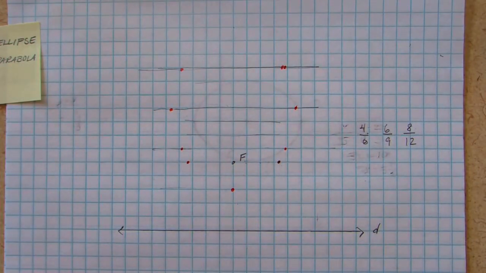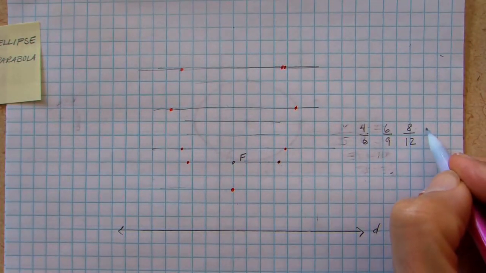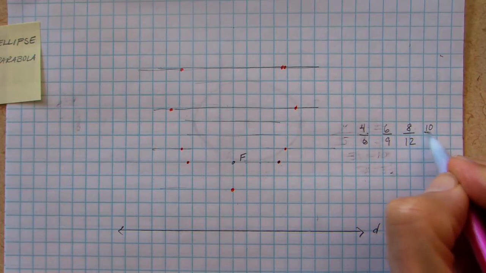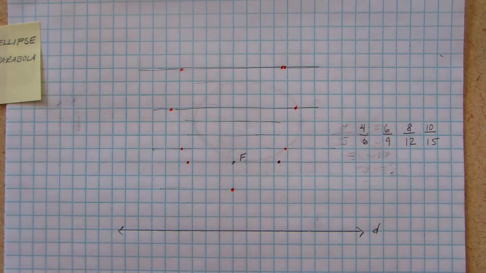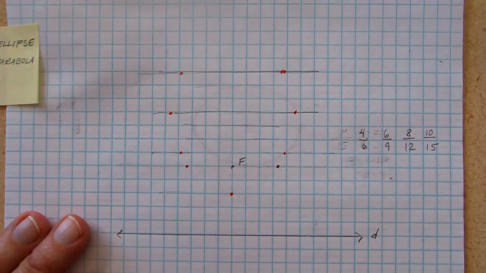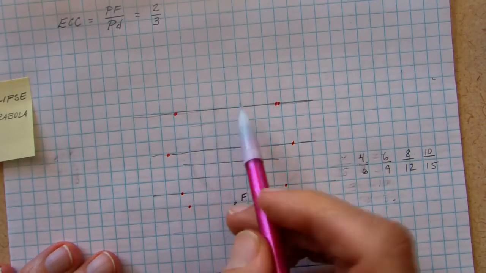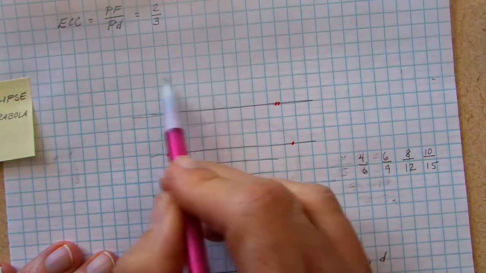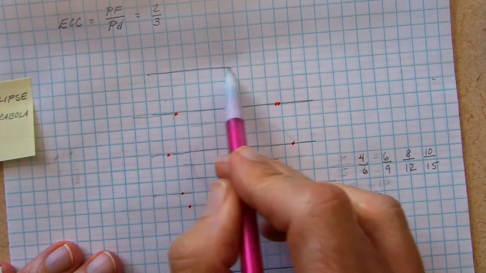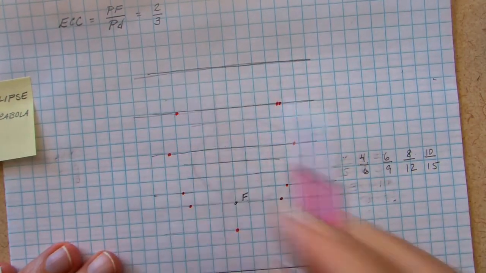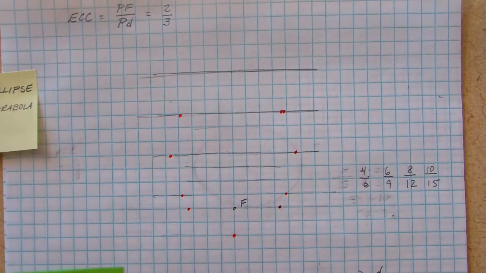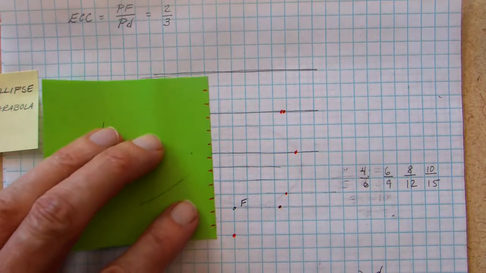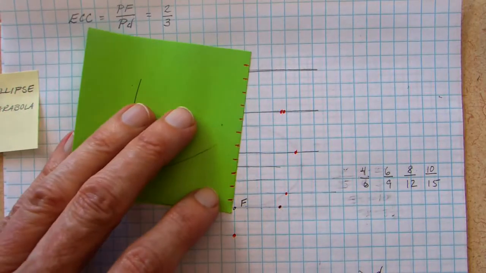So we got 8 to 12. And then let's double again, go 10 and then add on a 3. So we'll go for 10 to 15. Now the 15th level, 12th, 13, 14. So here we are at the 15th level. And I need to see if I can get 10 away from the focus. Now again, I'm not sure if I have enough ruler to do this, but we'll try.